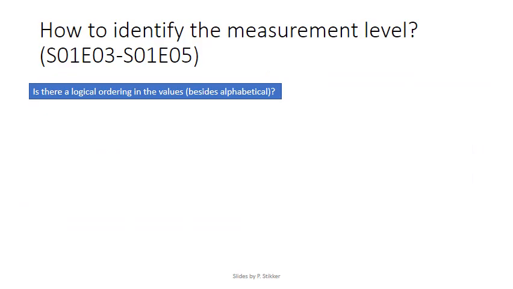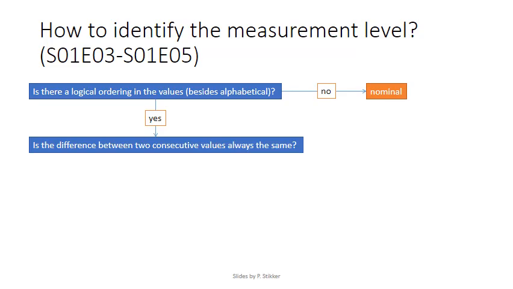In segments 3 till 5, we discussed the 4 different types of measurement levels: nominal, ordinal, interval, and ratio. To choose which measurement level you have at a variable, you can use the following flow diagram. The first thing to ask is if there's a logical ordering in the values, besides alphabetical. If the answer is no, then you have a nominal variable. If the answer is yes, you need to check those values and ask yourself if the difference between two consecutive values is always the same or will always be perceived the same.